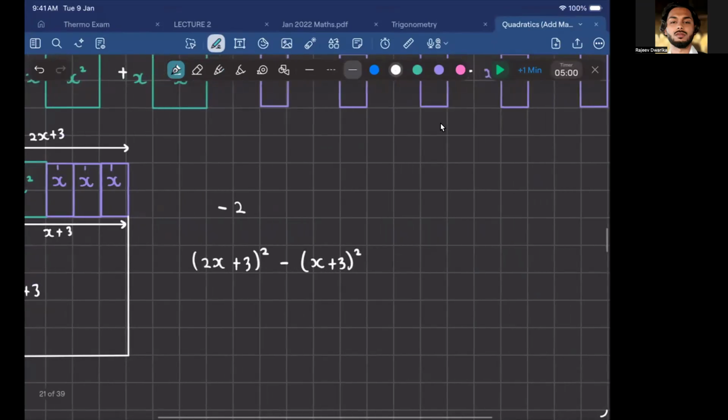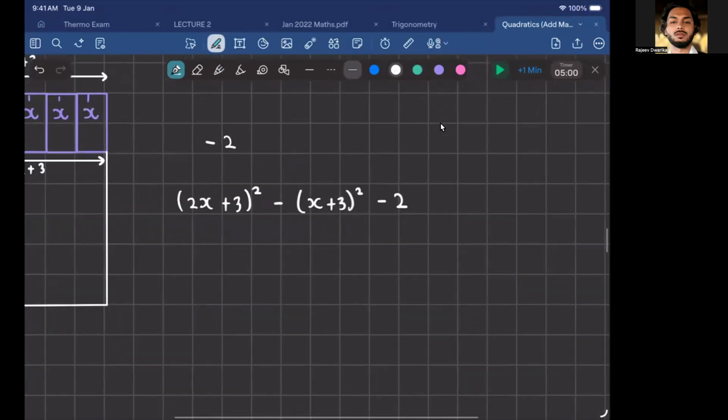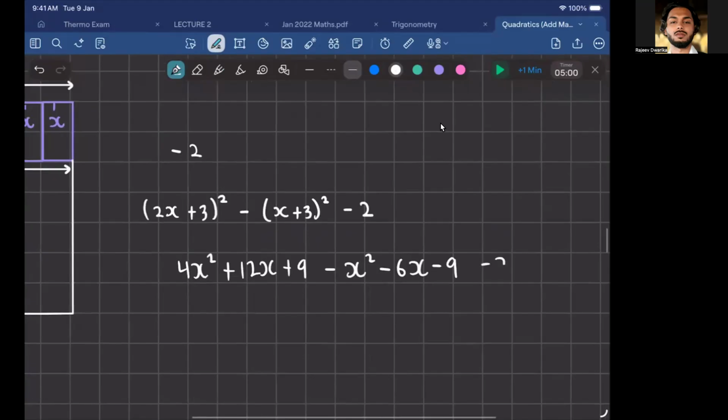And remember, at the start, we had -2. So I'm going to put that back. Let me see if this works out. I'm really curious to see if this will work out. If I expand this out, I would get back 4x squared, right? Plus 12x plus 9. Then I'll get minus x squared. I'm just doing this quick in my head, right? And I'll be minus 6x, right? And I'll be minus 9 minus 2.